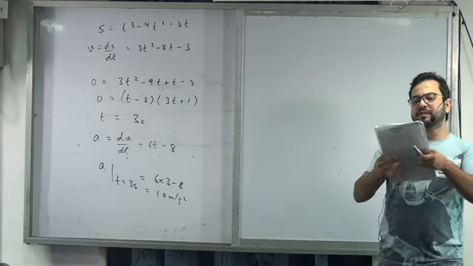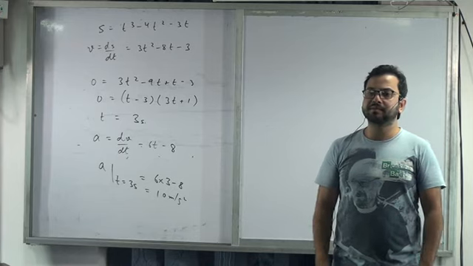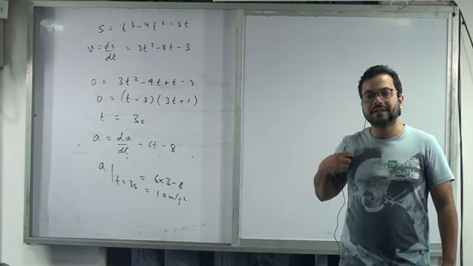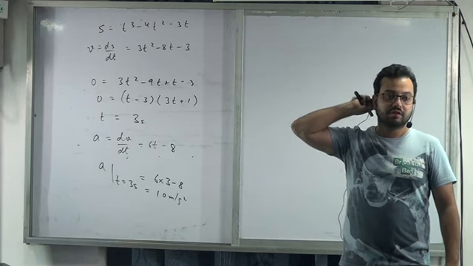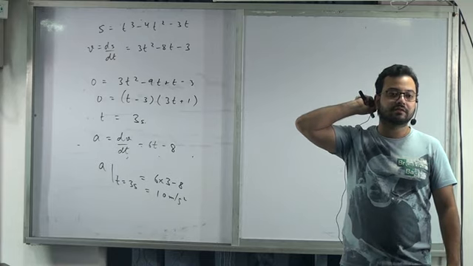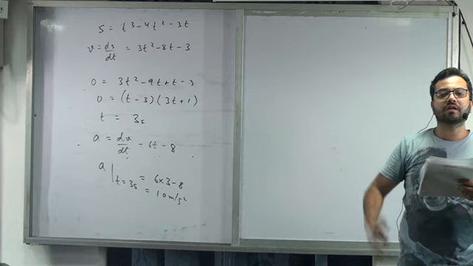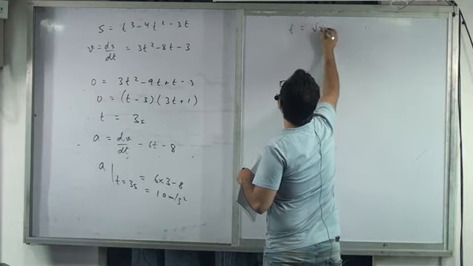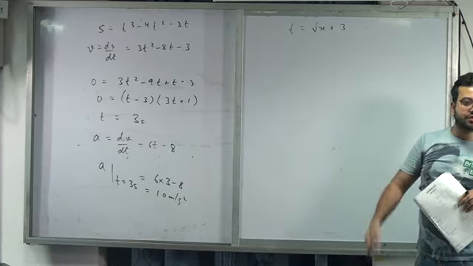Okay, find the displacement of the particle when velocity is 0. Find the displacement of the particle when velocity is 0. So for that, first of all, I need to know when the velocity is 0. For that, what do I need? I need the velocity. To find velocity, what do I need? dx by dt. So first of all, I need to convert this equation in terms of x. So what is given to me? t is equal to root x plus 3.